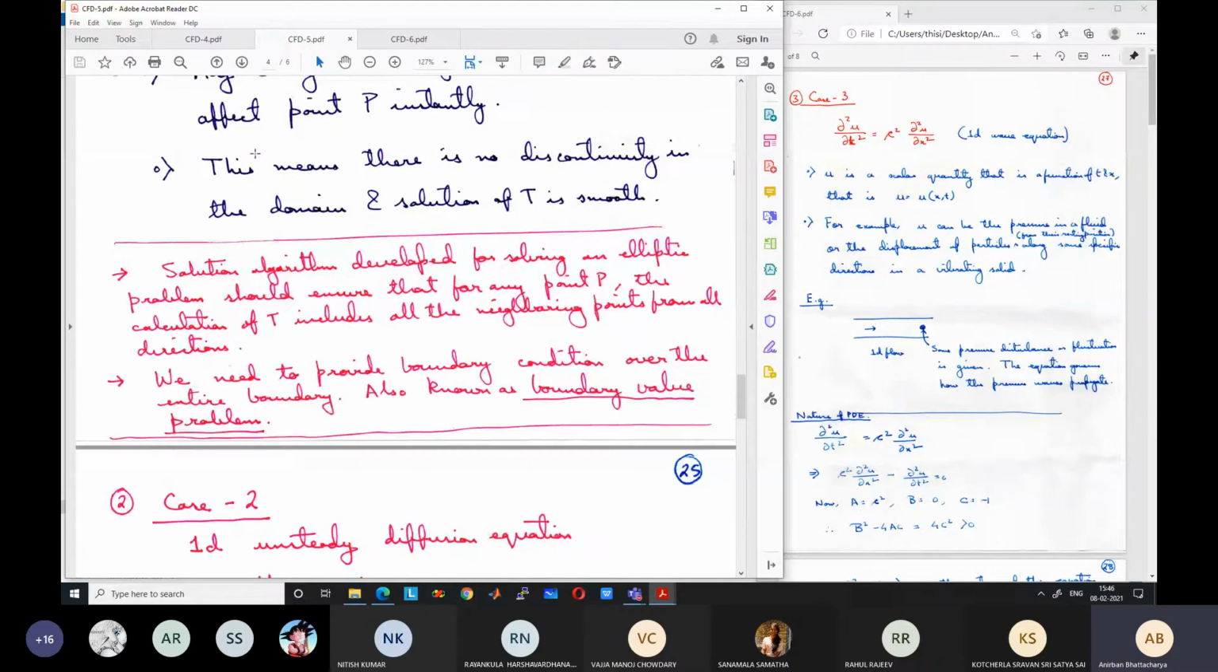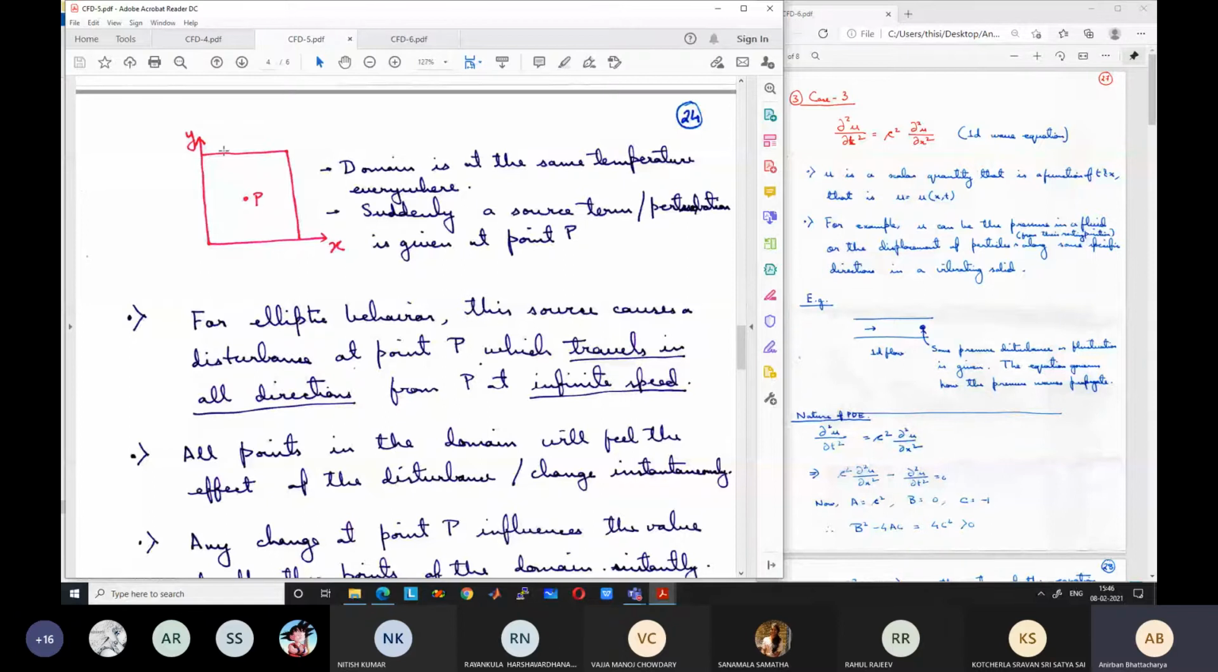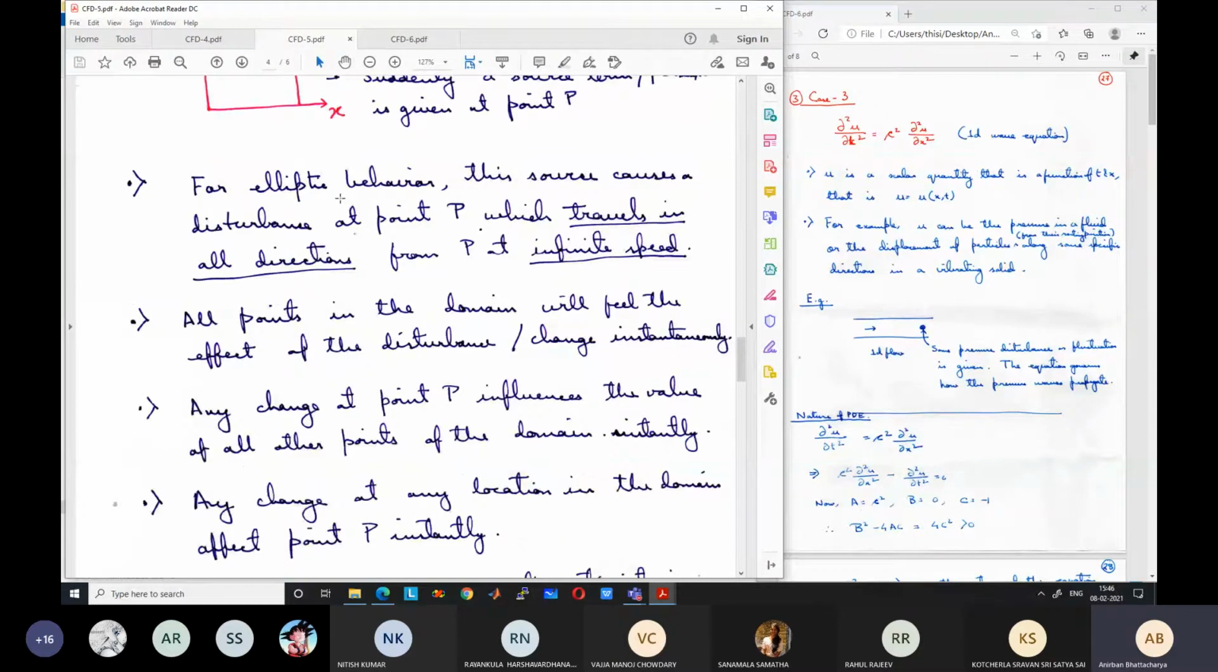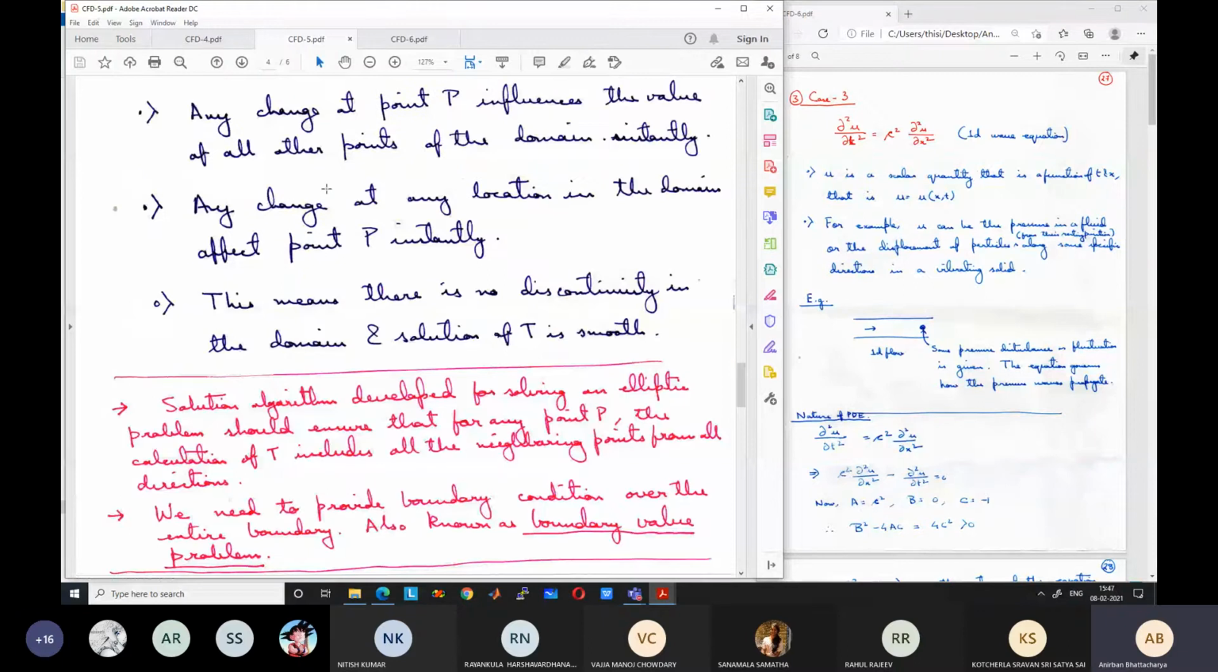For these cases, the solution algorithm should be such that if we are calculating for any point P, all its neighboring values should be able to influence the value at point P, because the information passes from all directions. So our algorithm should let all the neighboring values pass their information for the calculation of point P. This type of problem is also known as a boundary value problem because we need to provide the boundary condition over the entire boundary. So this was case 1, the elliptic type of equation.